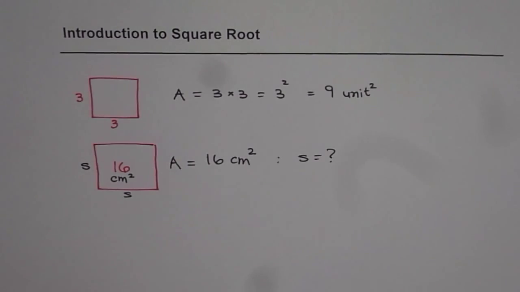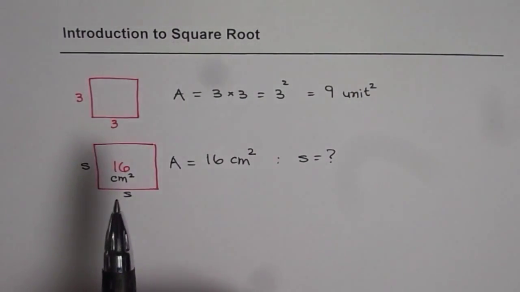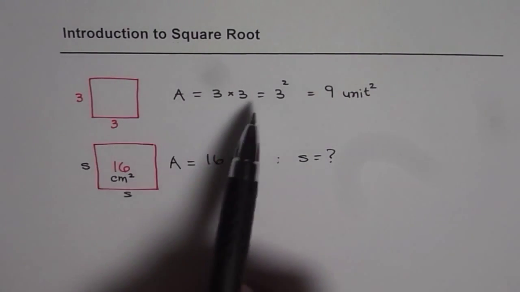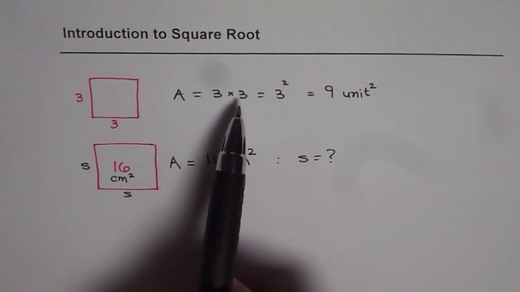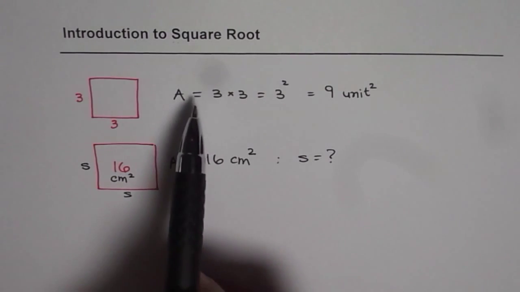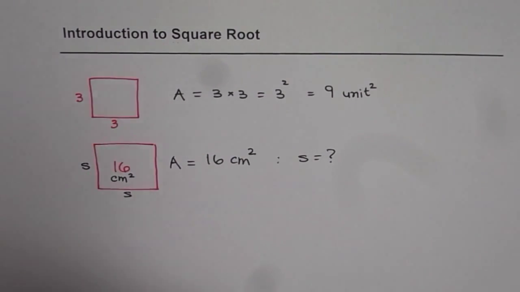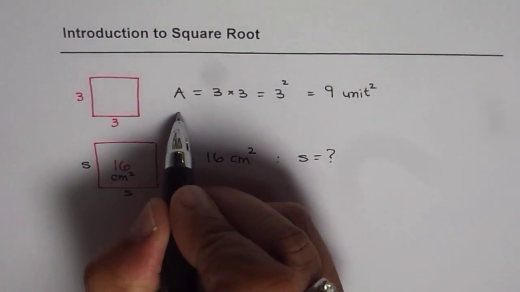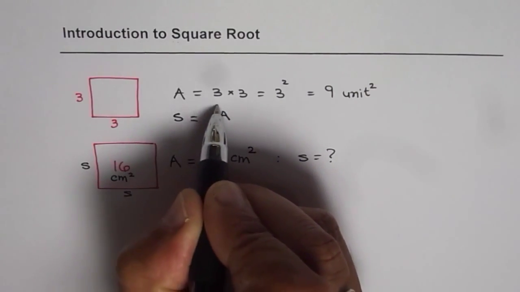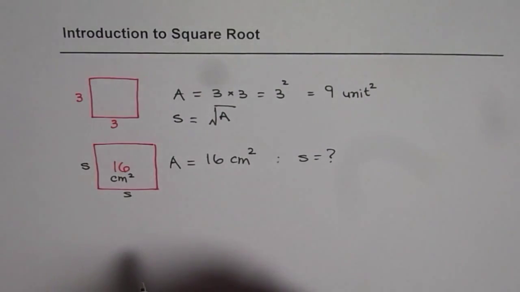To solve this question, we introduce a new term which is called square root. When we multiply two similar numbers, we get the square of that number. 3 times 3 is 3 square, right? Now we know that the area is 3 square. How to find the side length? We say side length is equal to the square root of the area. The reverse operation of square is the square root.